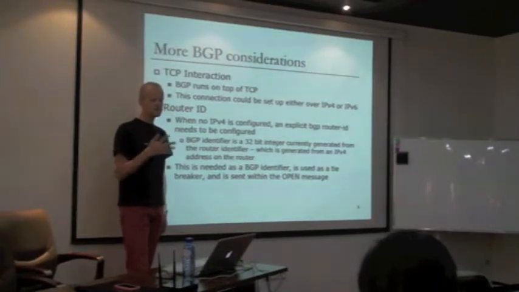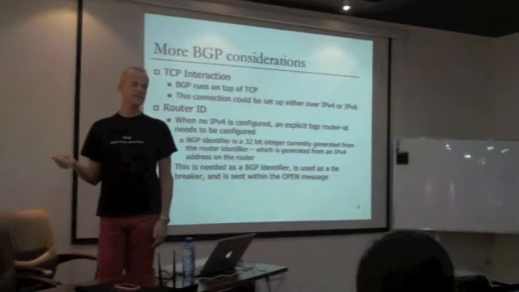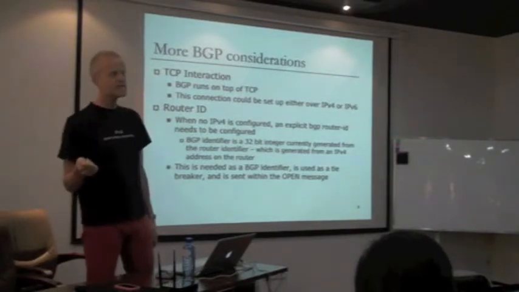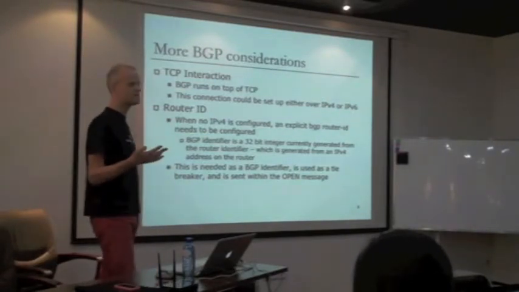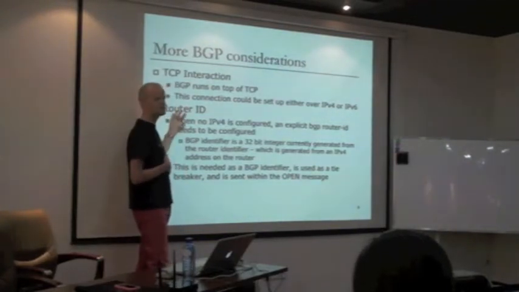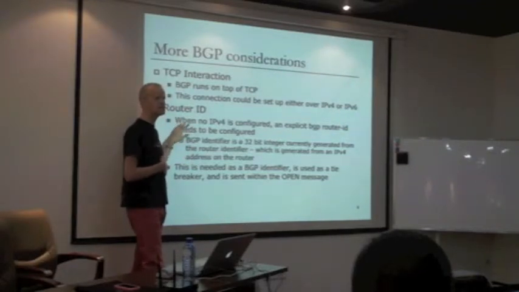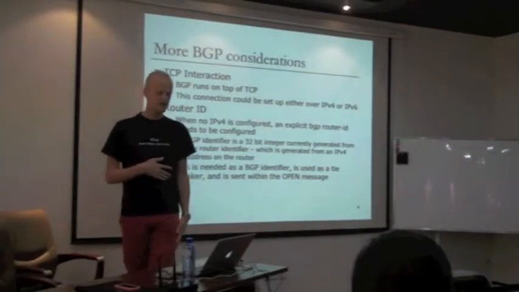So we can run V6 prefix updates over V4, or we can run V4 prefix updates over V6, or we can run V6 prefixes over V6, whatever. There are many combinations. I've talked about the router ID before. If we're running a V6 only network, we need to set a router ID, otherwise nothing works.